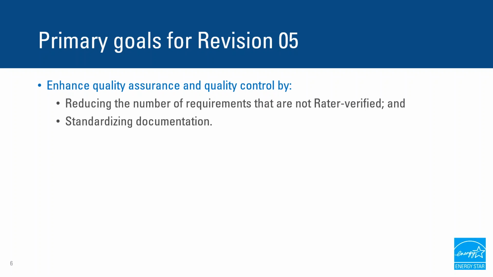Overall, for this revision, we have a few goals, and these align with the goals you've already heard for revision 14 for the single family new homes program. So you might be hearing them again for those who were able to join that one. The first is building on a theme we've been discussing this year to enhance the quality assurance and quality control of our program. So we want to do that in a couple different ways, both by reducing the number of requirements that are not rater verified and also standardizing the documentation.